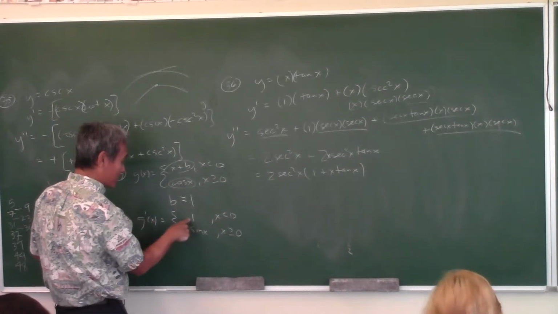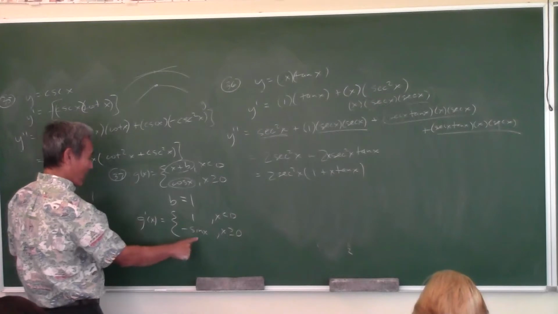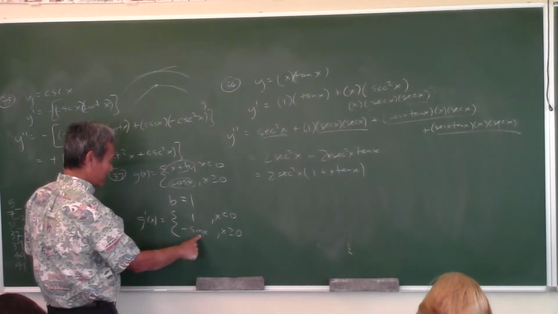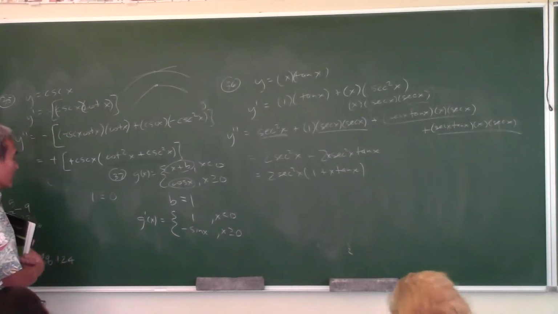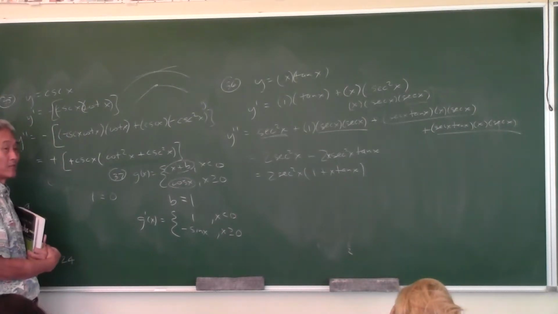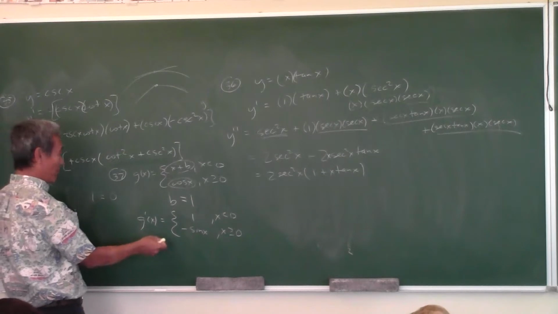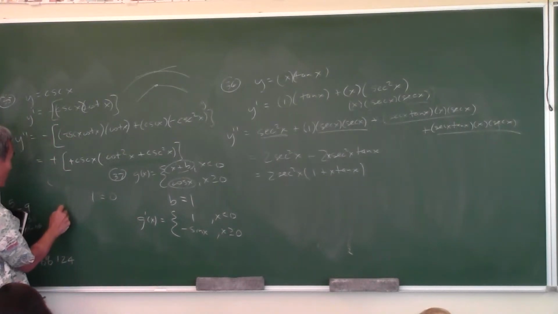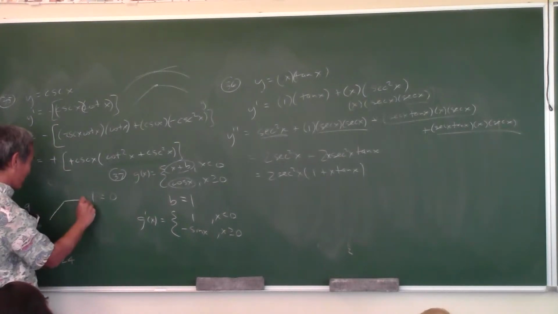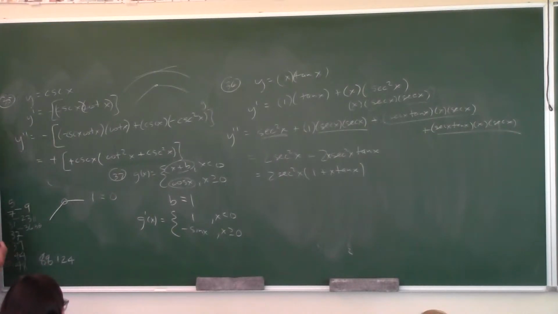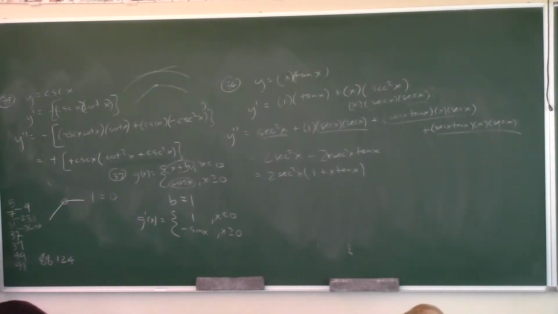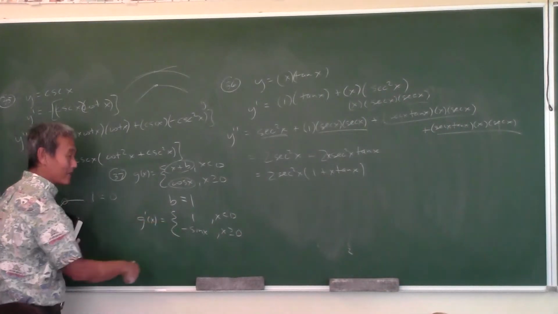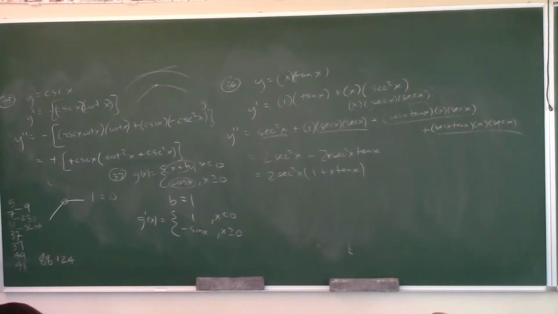What happens when I plug in 0 here? Well, it's just 1. What happens when I plug in 0 there? You get 0. Is 1 equal to 0? No, so this function will never be differentiable. There's always going to be a sharp point there. That's because the left-hand slope is 1 and the right-hand slope is 0. See how there's like a sharp point? So this function will be continuous when b is 1, but it will never be differentiable because the left-hand slope can never equal the right-hand slope.